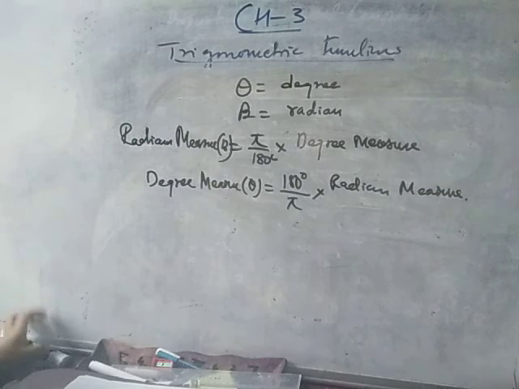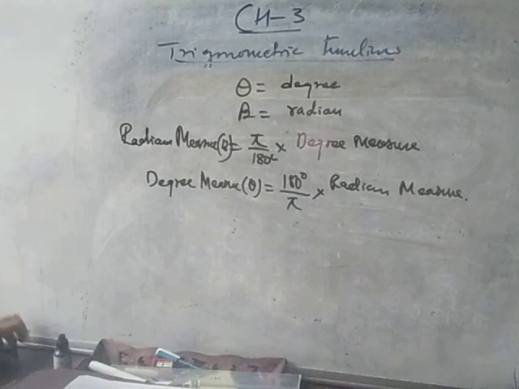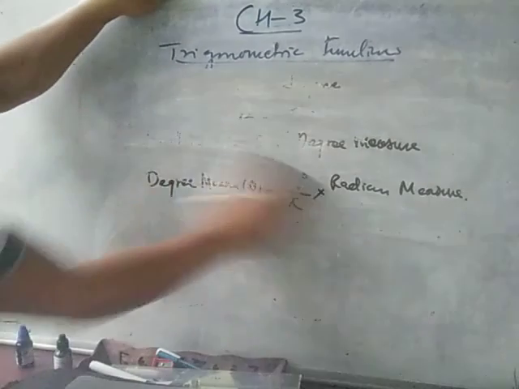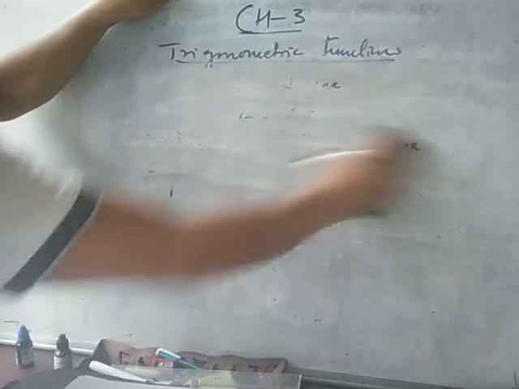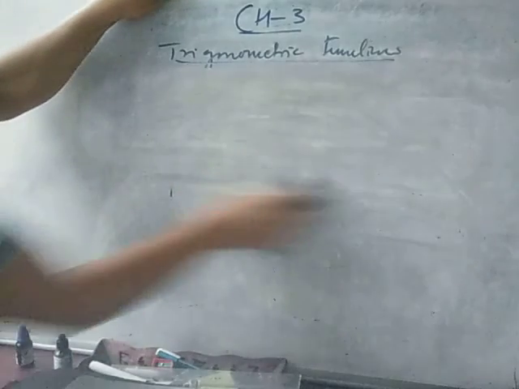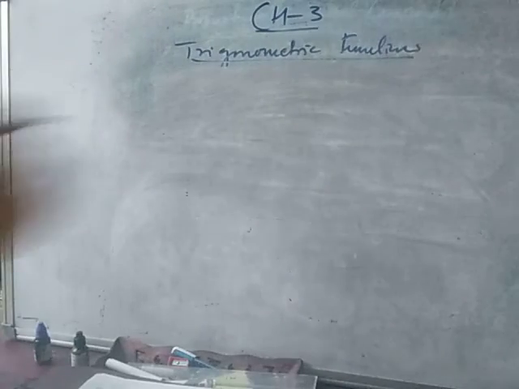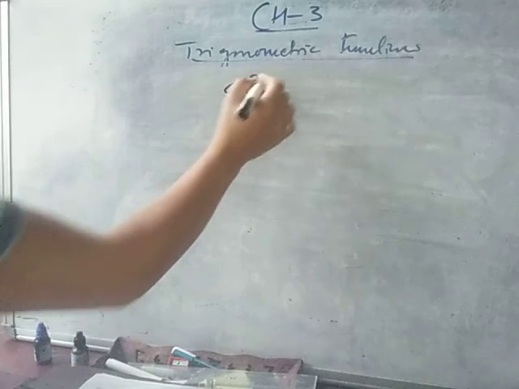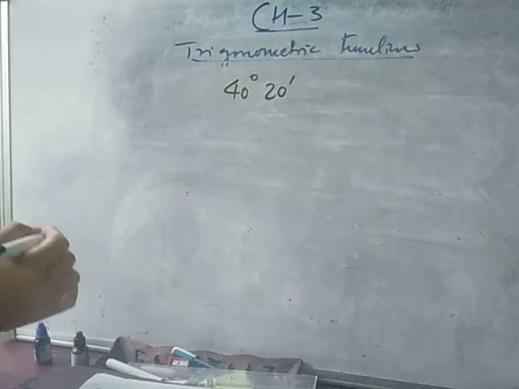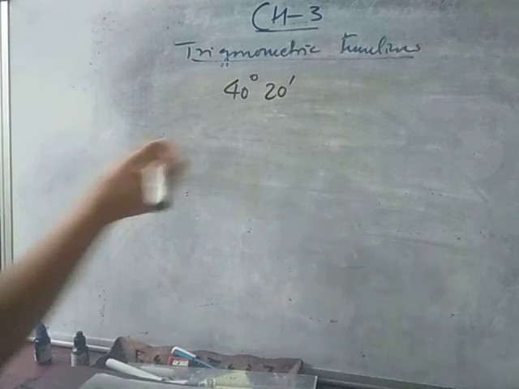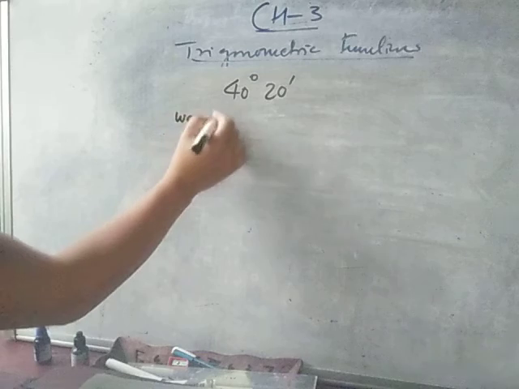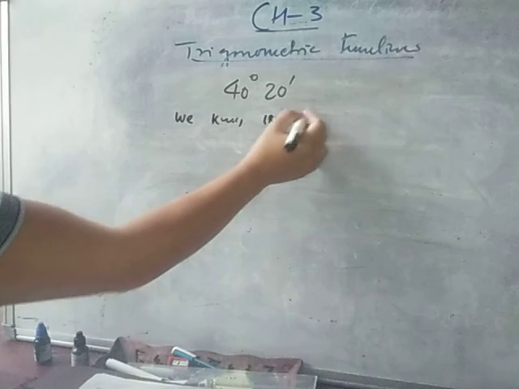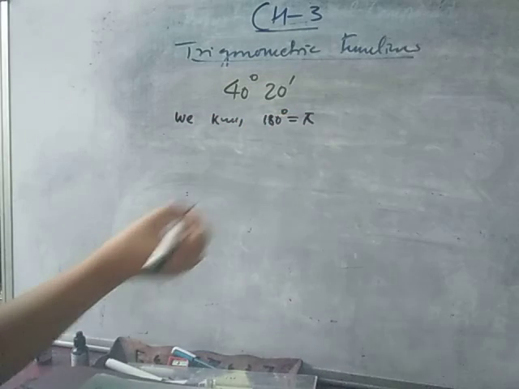So now let's convert. I'll convert first, then you'll do. Okay, so let's change the degree to radian measure. First write down convert 40 degree 20 minute into radian measure. Okay, so write down, we know 180 degree equals to how much? Pi, isn't it? Radian.